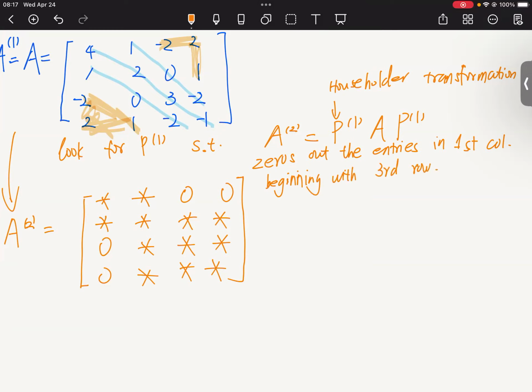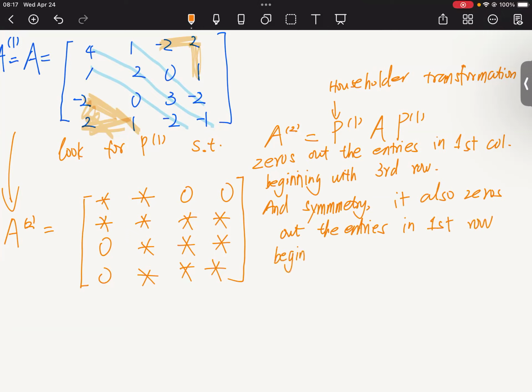And by symmetry, the symmetry, and then it also zeroes out the entries in the first column, first row, beginning with the third corner. And these are the words to describe the goal we want.